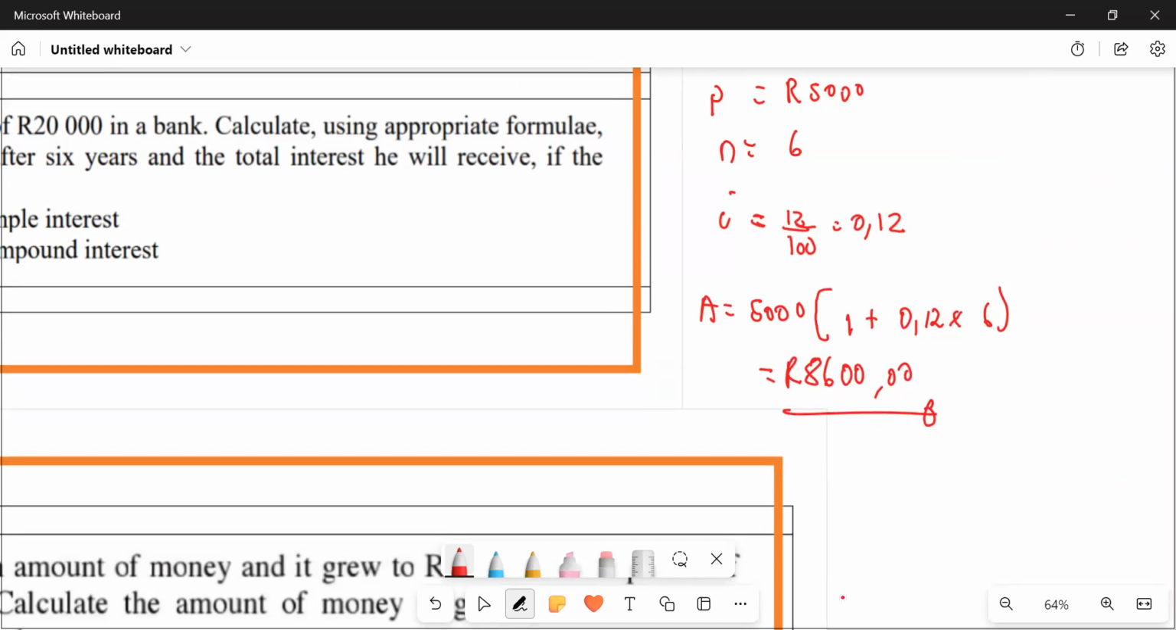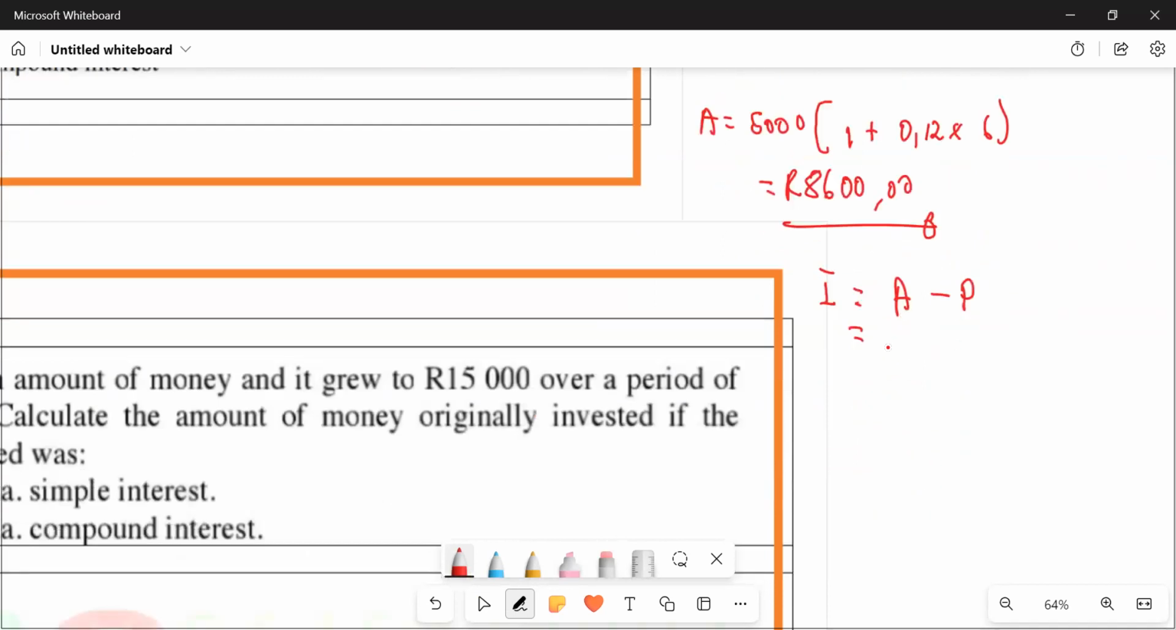How much interest did Khoto receive? For us to get the interest, we're going to say it is the accumulated amount minus the present value. So the interest that Khoto received is going to be 8,600 minus the 5,000 that he invested. And then how much do we get? It's going to be 3,600. So this is the interest that Khoto received after 6 years.